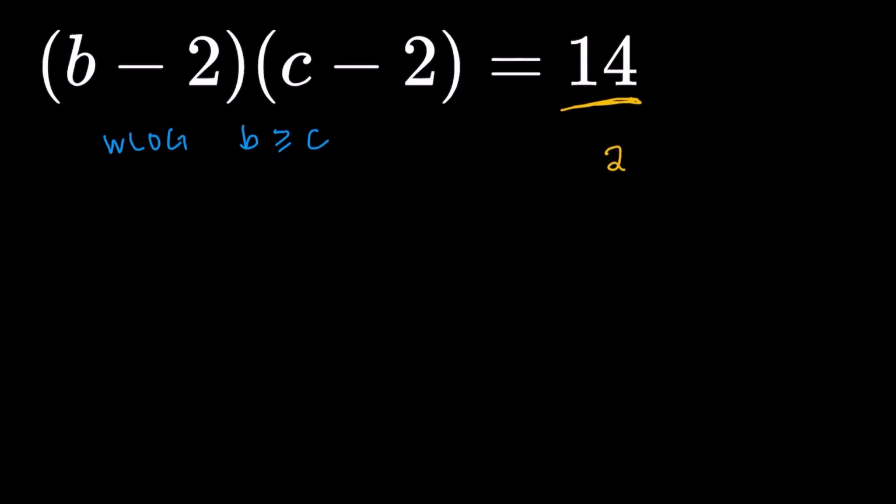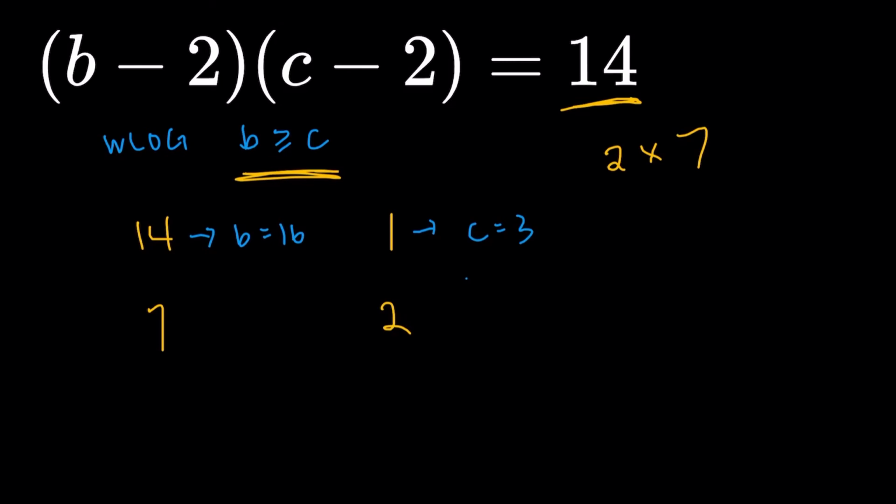Right, factors of 14. Well, 14 is 2 times 7, and we made the assumption, without loss of generality, that B is greater than or equal to C. That's just going to give me two cases. Again, the left factor will be bigger than the right factor because B is greater than or equal to C. So either 14 and 1, or 7 and 2. And we could easily solve for B and C. B would be 16 here and C would be 3.